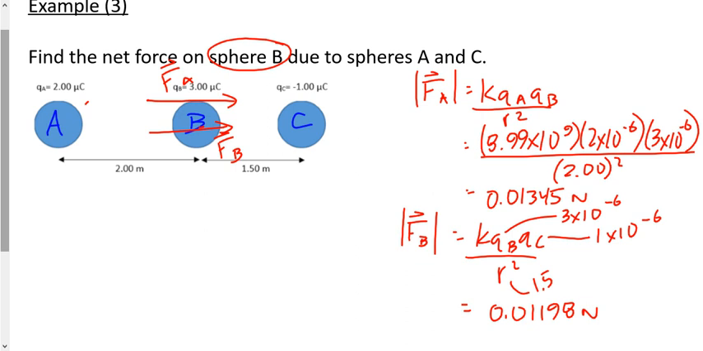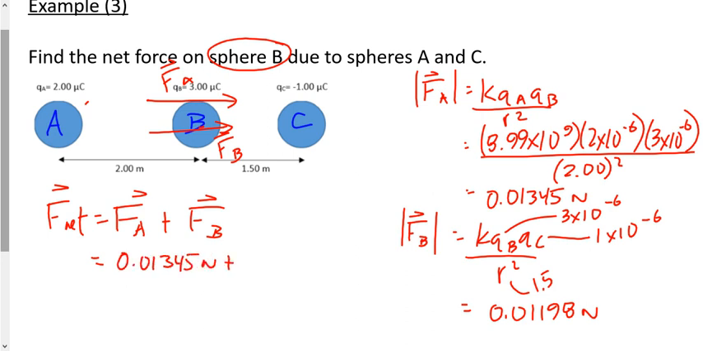Now what are we going to do with these? Add them up. Yeah? F net is equal to the sum of the forces. Like we did in Physics 20 a million times. FA plus FB. Now in Physics 20, we usually said F net was also equal to M times A. Right? MA is equal to the sum of the forces. But here, since we're just trying to find the net force, not the acceleration, we'll just say FA is 0.01345 plus 0.01198 newtons.